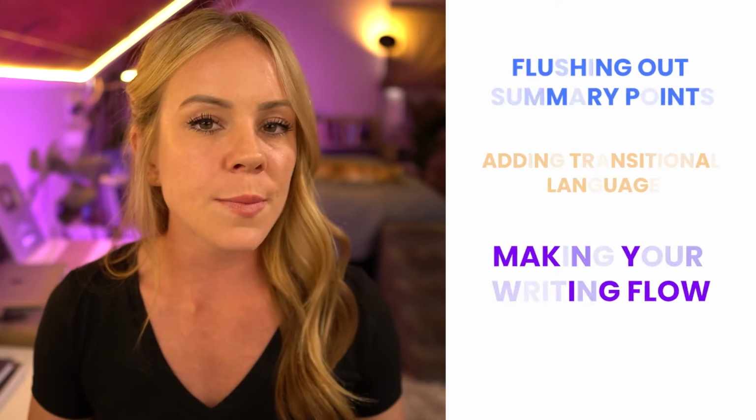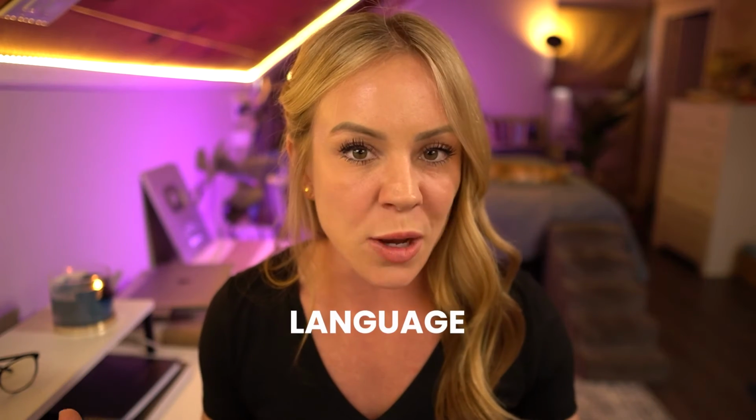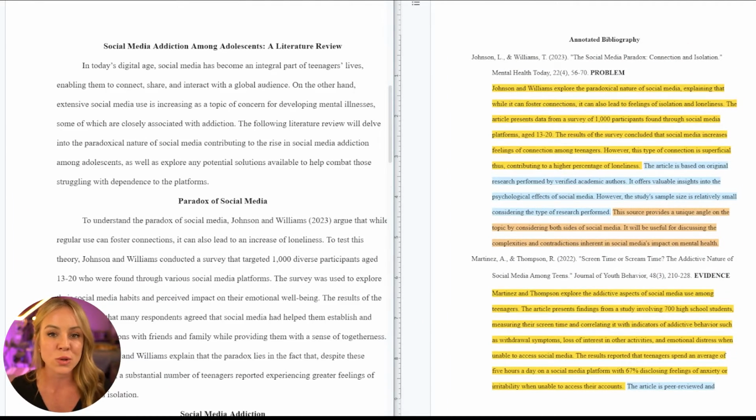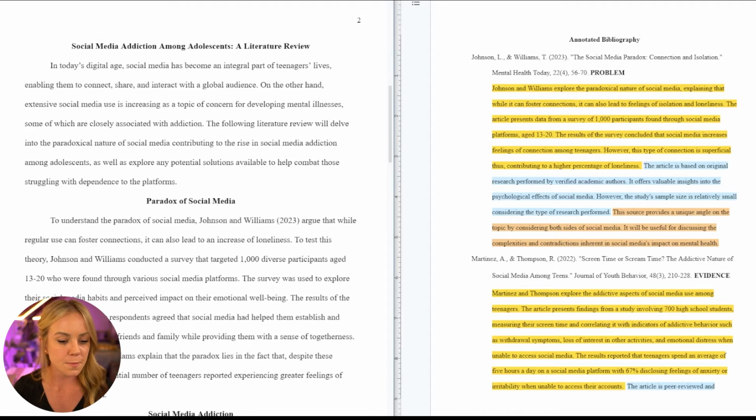On top of that, we're going to be adding what's called linking language, because essentially you're going to be linking the information of each annotation to the author that wrote it. And don't worry if that doesn't make total sense, because we're going to go through the full tutorial in just a second. But the final note before we begin is that I recommend writing your introduction and your conclusion after your entire literature review is complete. So with that in mind, that means we're filling in the paradox of social media first, okay?